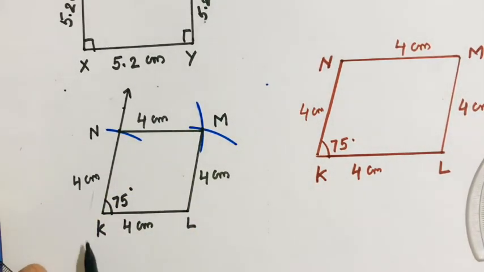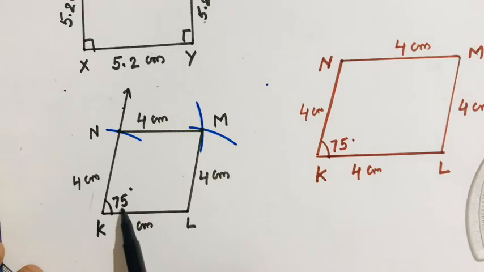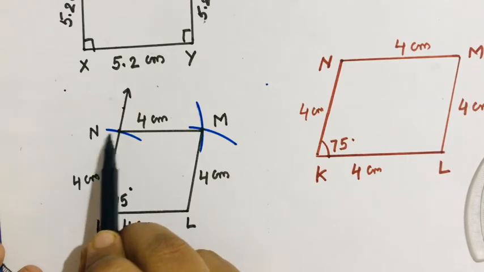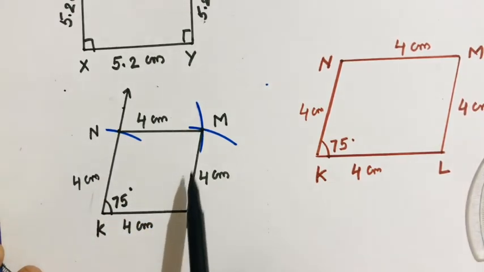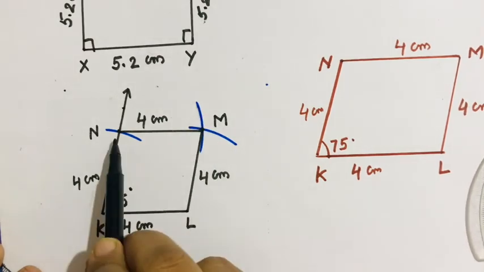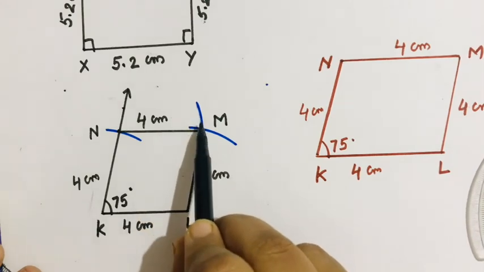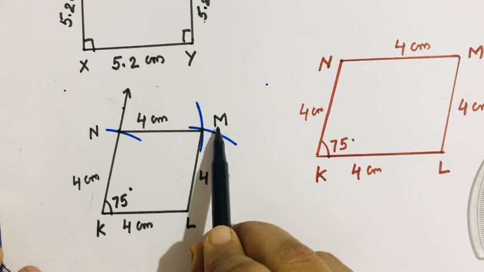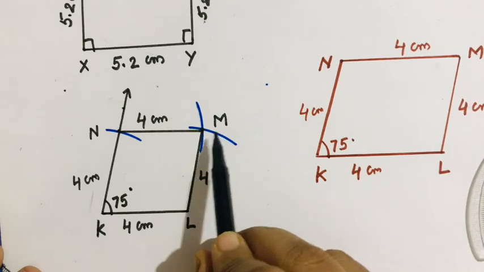So what we have done, first of all, we draw KL of 4 centimeters, draw angle K of 75 degrees, mark an arc of 4 centimeters, name this point as N. From L, draw an arc of 4 centimeters. From the point N, draw an arc of 4 centimeters. Where these both arcs meet, that point is point M. So this is your required quadrilateral KLMN.